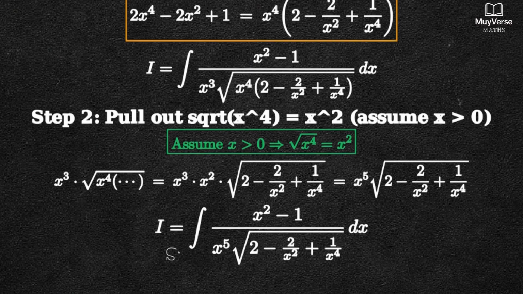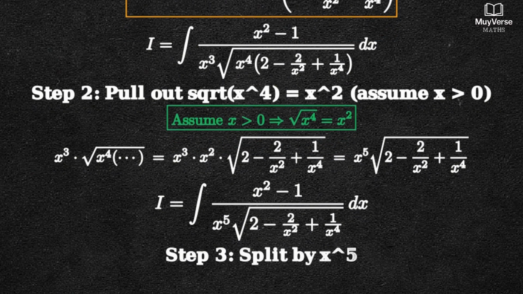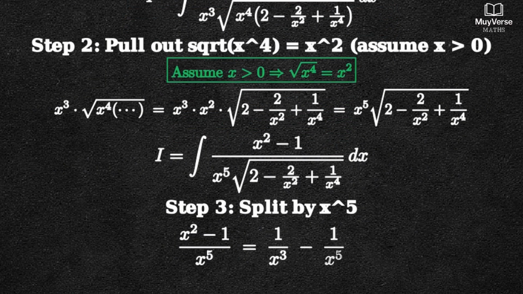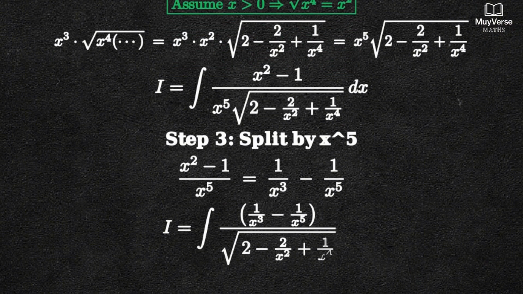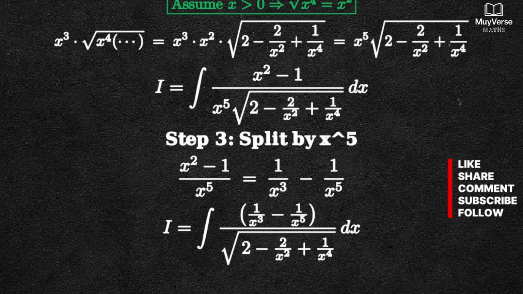Step 3. Split the fraction in front. The quantity x squared minus 1 over x to the fifth equals 1 over x cubed minus 1 over x to the fifth.